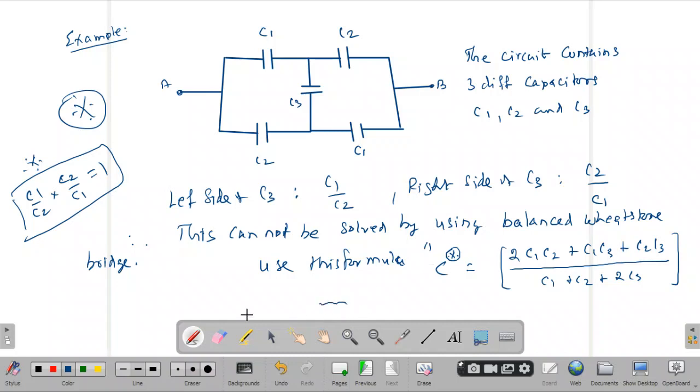Using this formula, you can get the final answer quickly. So in the next class, we will discuss a problem based on this circuit. The formula is given, we are just going to apply the formula to the circuit alone, then we can get the answer. So we will continue and wind up today's session.